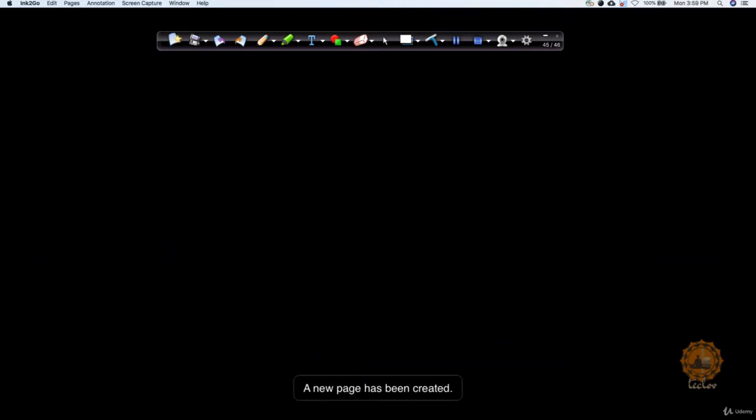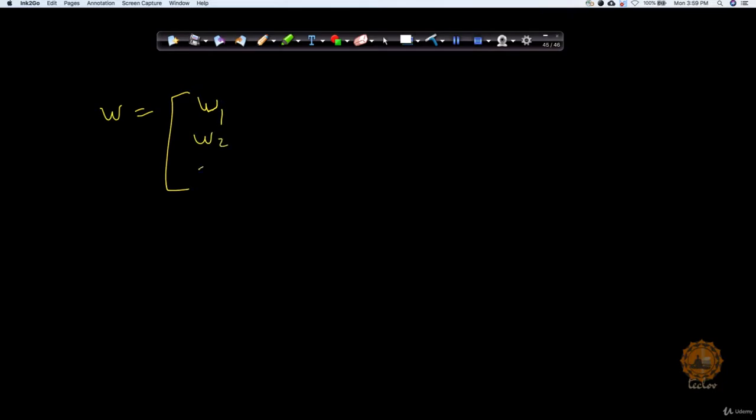Now if you recall, my vector w is always going to be a column vector. So it's going to be w1, w2, till wn, right? And at the same time my vector x is also going to be a column vector.